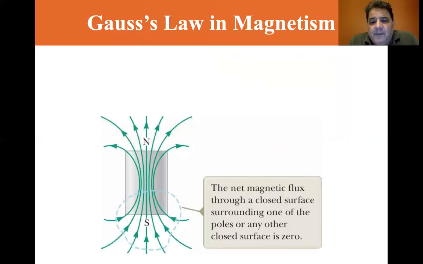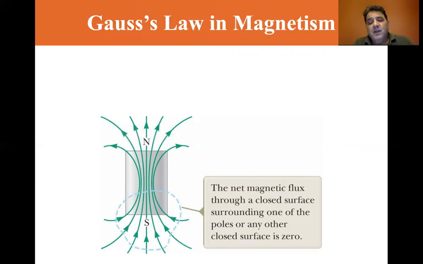Okay, now the magnetic flux through a closed surface surrounding one of the poles or any other closed surface is 0. In other words, you've got as many flux lines coming into the surface as you do going out of the surface. We should recall there was a similar effect for electric flux. If you have a charge inside a closed surface, it's related to the charge inside. But if the charge were outside the closed surface, you've got electric field lines going into the surface, but also coming out of the surface, so that the total was equal to 0.